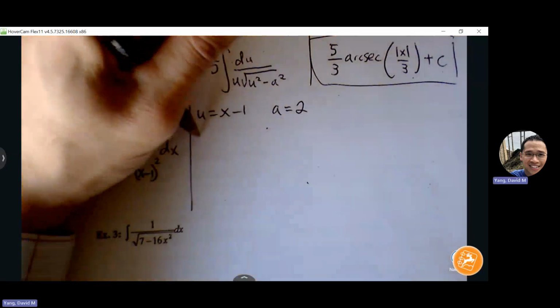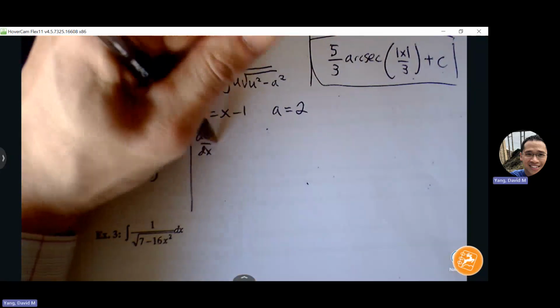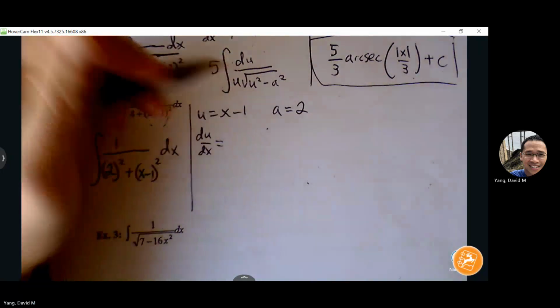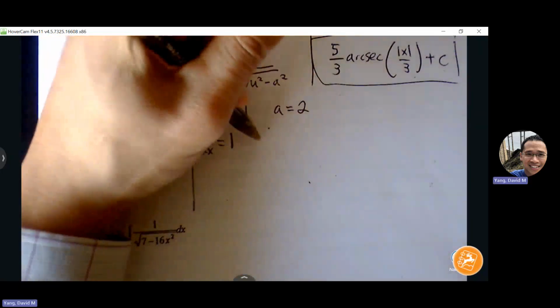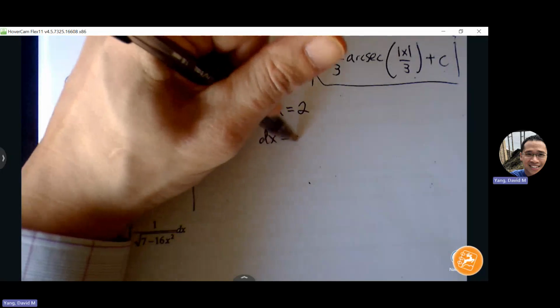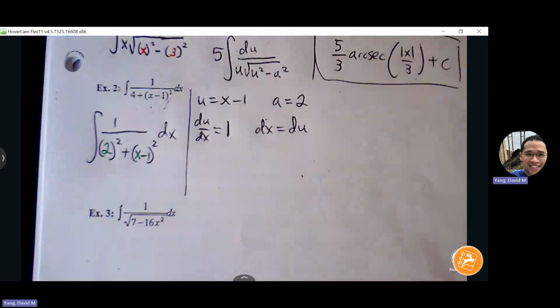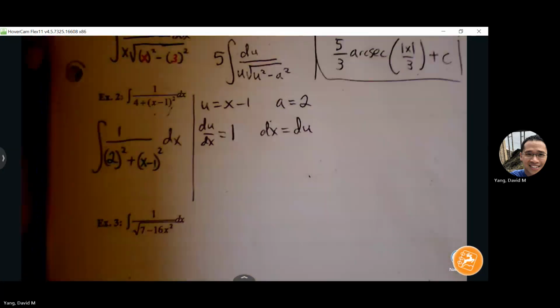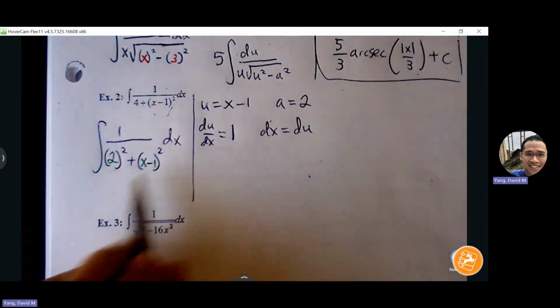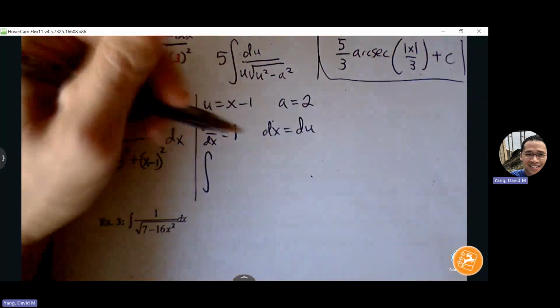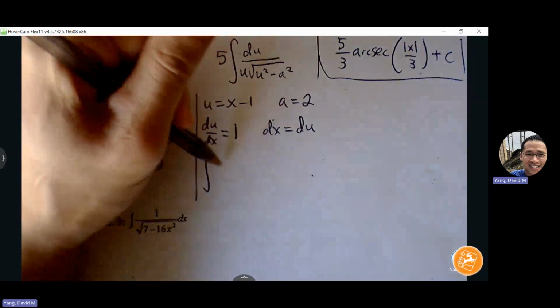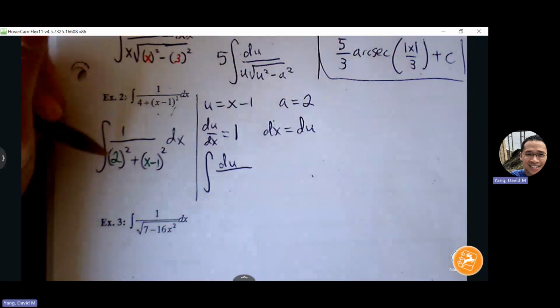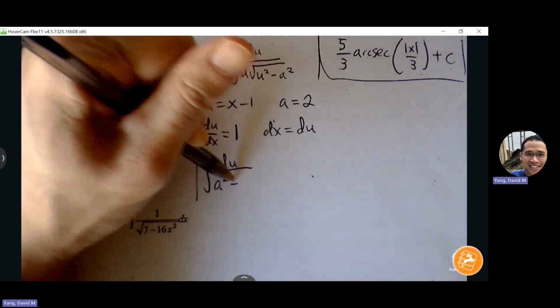Okay, so what's my derivative? du dx equals, solve for dx equals du. Okay, let's get everything in terms of a and u. So integral of dx is replaced with du. This is my a squared plus u squared.